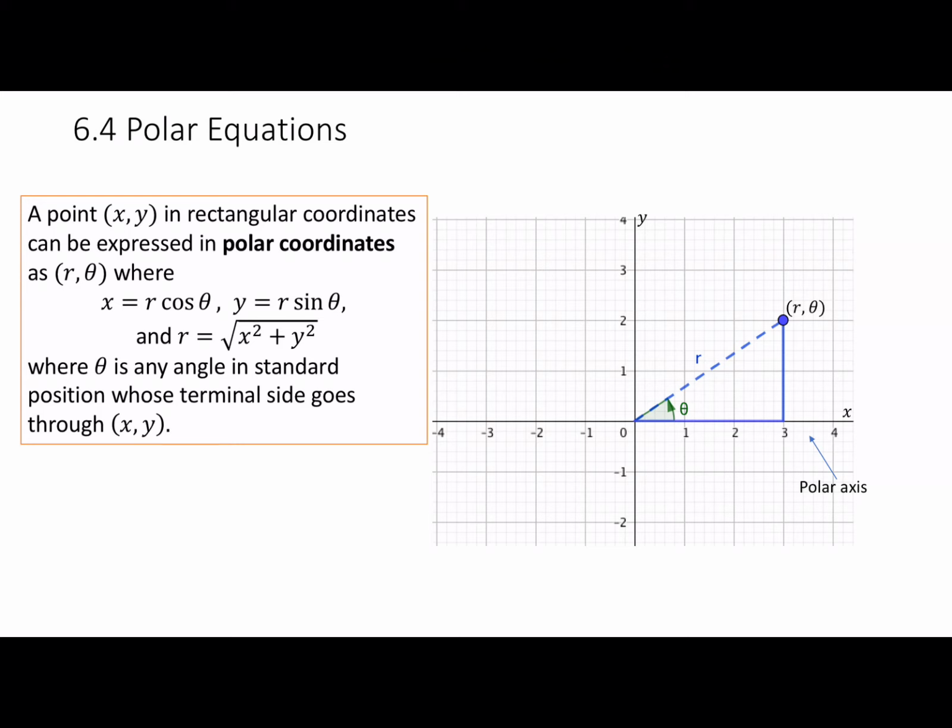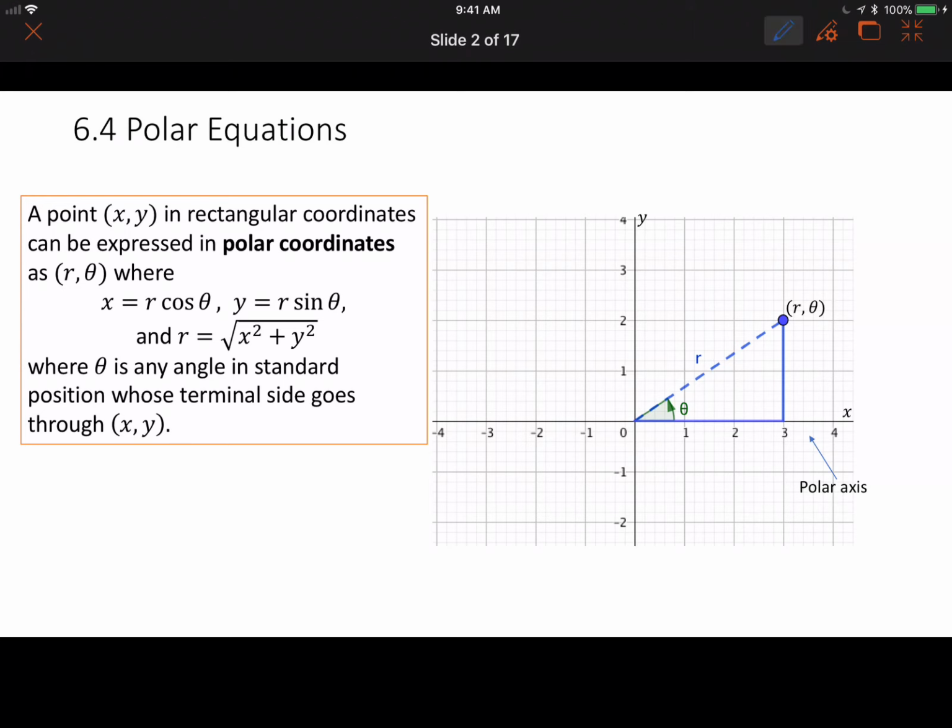the right of your screen, this distance here is x, and this distance is y. So using Pythagorean theorem, that's where we get that r is the square root of x squared plus y squared. And that's also how we get that x is r cosine theta and y is r sine theta. Those are just coming from right triangle trigonometry.